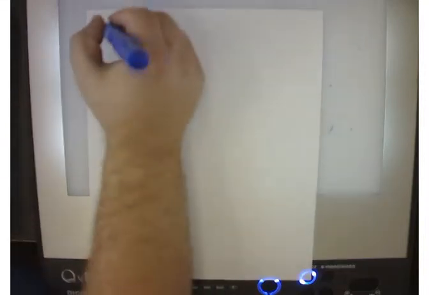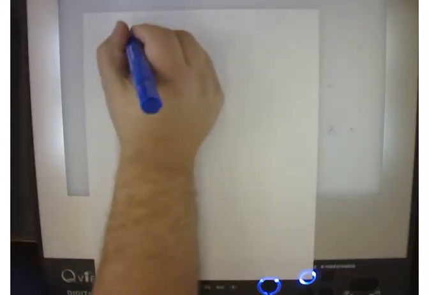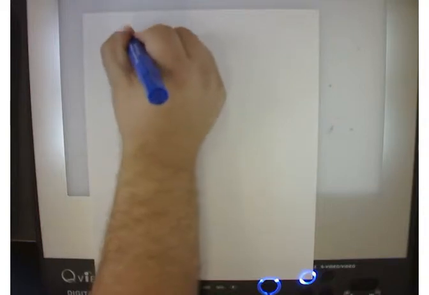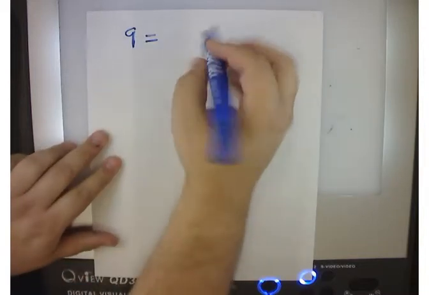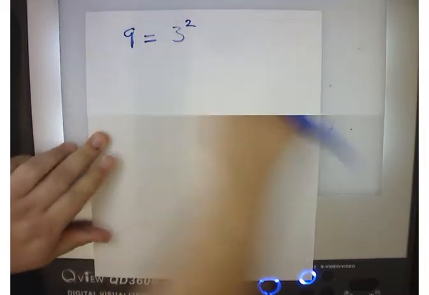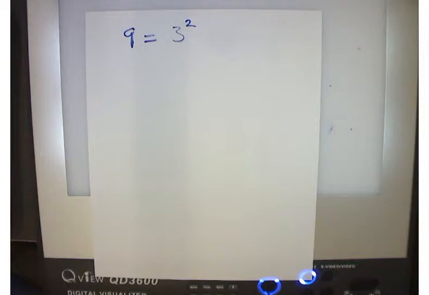So if I have 9, right? Now 9 is actually the same as 3 squared, right? So these are kind of properties of exponents. So 9 is the same as 3 squared, right? So I want to show you some stuff, okay?